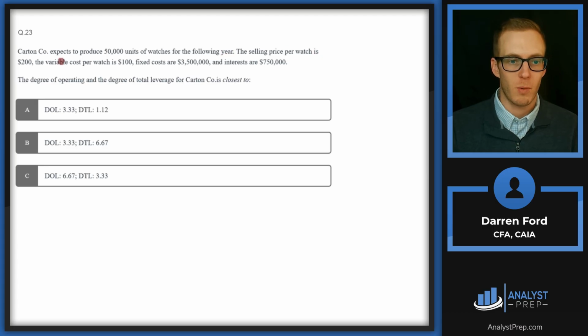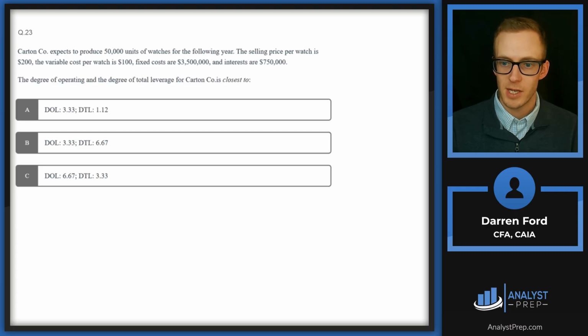Carton Company expects to produce 50,000 units of watches for the following year. The selling price per watch is $200. The variable cost per watch is $100. Fixed costs are $3.5 million, and interest costs are $750,000. The degree of operating leverage and the degree of total leverage for Carton Company is closest to. We've got numbers here, so we're going to be calculating.